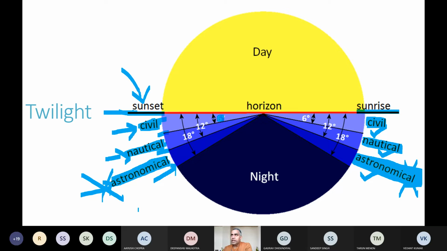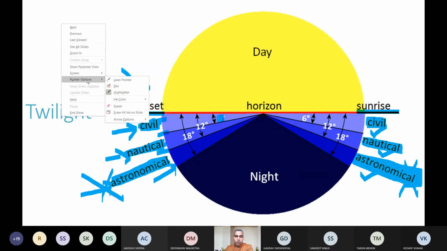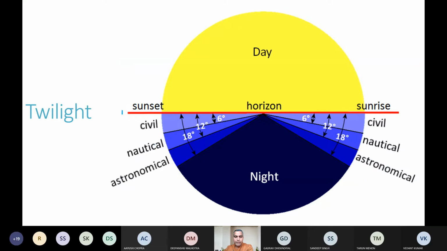Now, we observe the sky with the naked eye. So, for us, out of this total 18-degree period, only a small zone is beneficial or useful to us. Which is the zone which is useful to us? Now, look carefully in the morning.